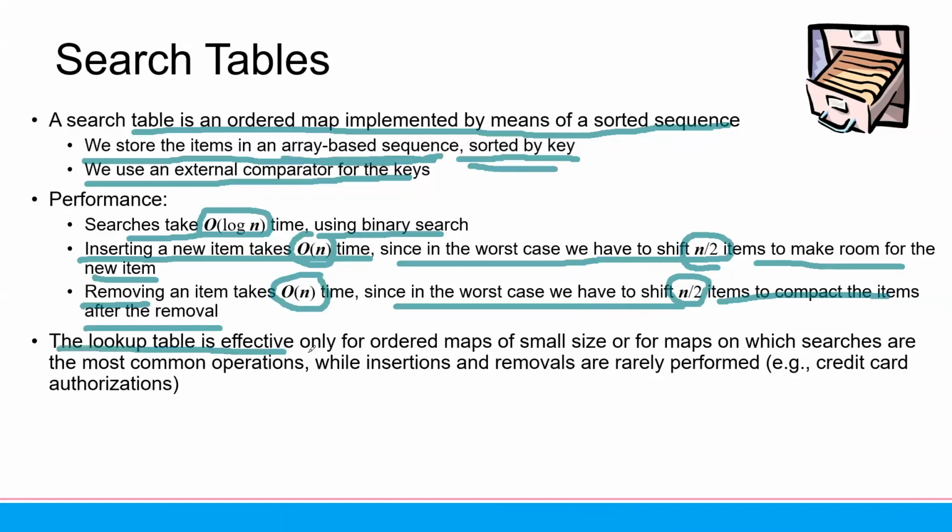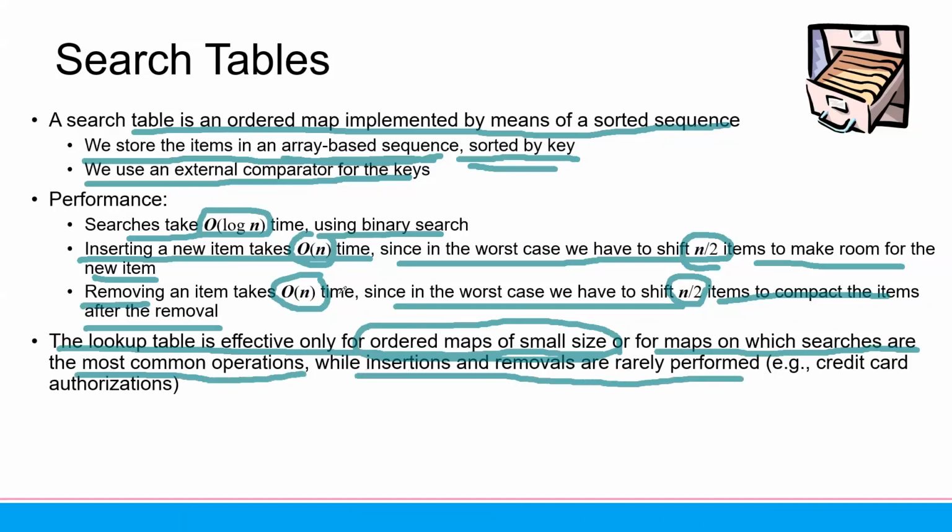The lookup table is effective only for ordered maps of small size. So this is the key point: ordered maps of small size, or maps on which searches are the most common operations. With an ordered map, if you are doing a lot of search, then it is good. Because if you are doing insertion and removal, it takes O(n). If you are doing search, it takes O(log n).